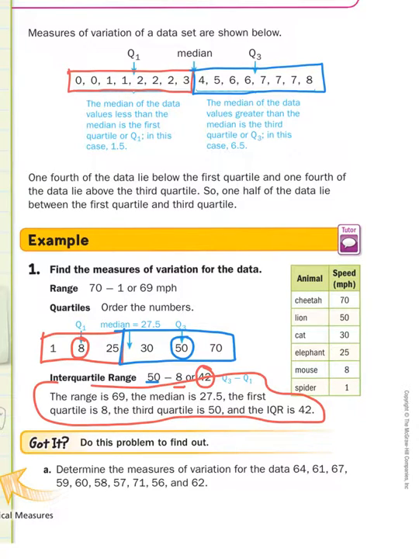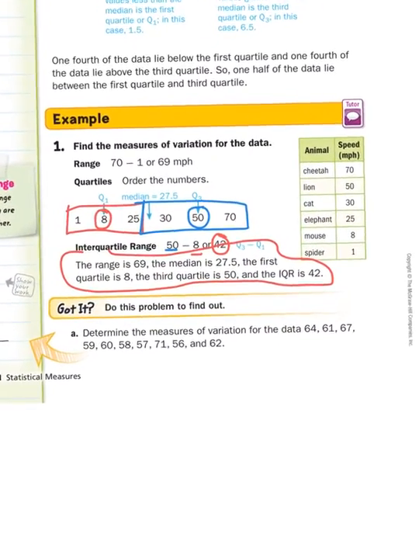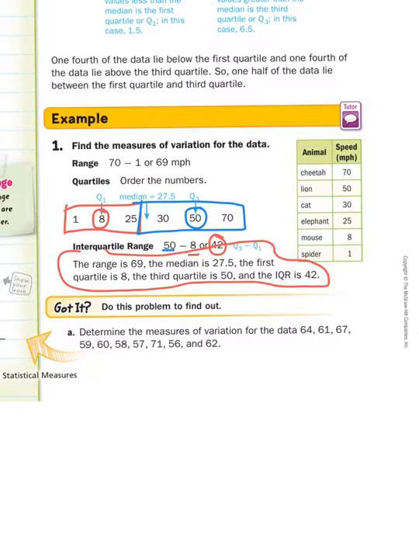All right. Your job is going to be to do problem A. Here's what you've got to do. A says determine the measures of variation for the data. Don't forget to put those in least to greatest order first. But here's what you're going to have to find. Even though median is a measure of center, I still want you to find it. Notice they found the median up here. I want you to find the first quartile and the third quartile. And I want you to find the interquartile range. And I want you to find the range. Got it?